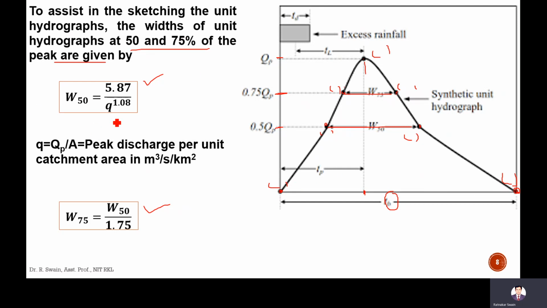W50, the width at 50% of peak discharge, is 5.87 divided by Q to the power 1.08, where Q is the discharge per unit width. And at 75% of peak discharge, it is W50 divided by 1.75. So using these two equations we can determine the width.